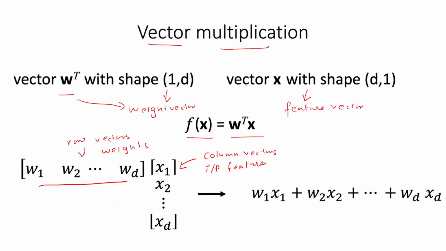After you multiply, that is w transpose x, you get the matrix multiplication. The sum of the matrix multiplication is the dot product between the weights and the input x. So the sum of the dot product of the weights and the input is what you get in vector multiplication. This is about the vector implementation.